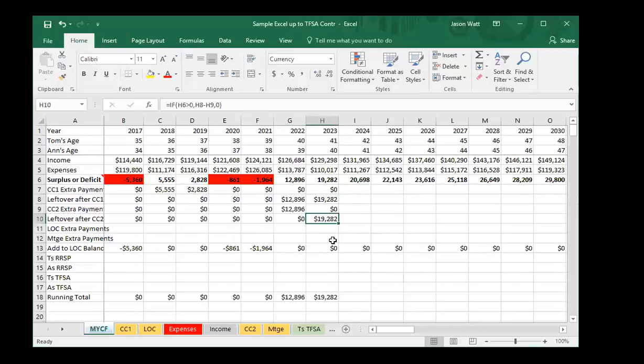So now, starting in year 7, 2023, we have a whole bunch of money left over. And of course, we're going to do the same thing now. We're going to put that towards the line of credit. So how do we determine what goes towards the line of credit? Well, we're going to use, again, this type of formula as our basis here. So if we have a surplus or deficit, oh, I forgot to put my equal sign in there.